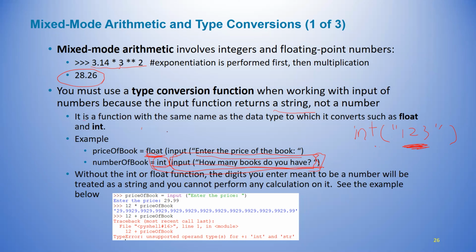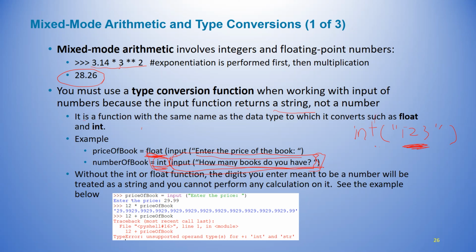It is a function with the same name as a data type to which it converts, such as float and int. So these are functions, float, int. Without the int or float function, the digits you enter meant to be a number will be treated as a string and you cannot perform any calculation on it.